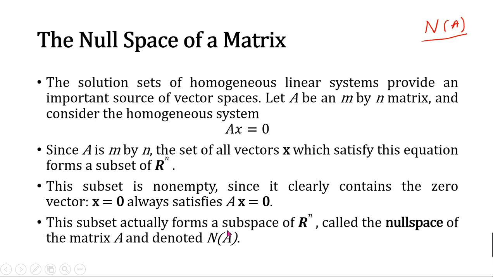This subset actually forms a subspace of n-dimensional space called the null space of the matrix A, and it is denoted as N with the A inside the bracket. So if a matrix A is given, and they ask us to calculate the null space, at that time, write the equation as Ax equals 0, then solve this equation. At the end, we will get one matrix that is nothing but the null space of the matrix. We will see how to calculate the null space of a matrix and its procedure.